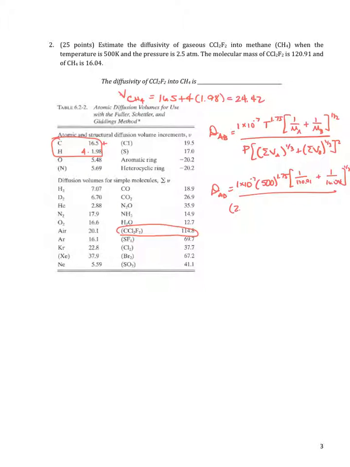My pressure is 2.5 atmospheres. And every number was given with the proper units for this formula. So I did not ask you to do any weird unit conversions. When you plug this in, you end up with 9.33 times 10 to the minus 6th. And it's important to know that with these units, and this formula is only valid for these units, the diffusivity is 9.33 times 10 to the minus 6th. And the units are meters squared per second.